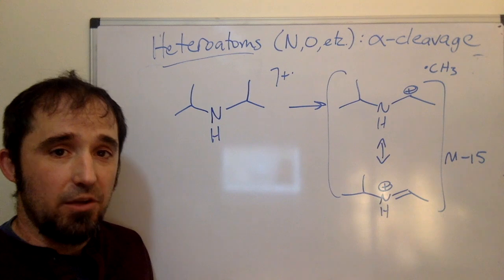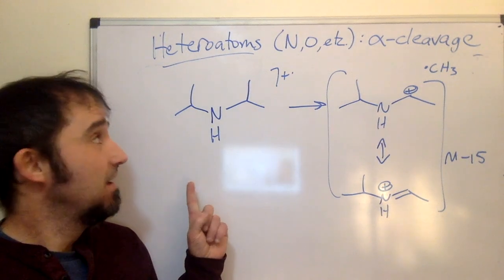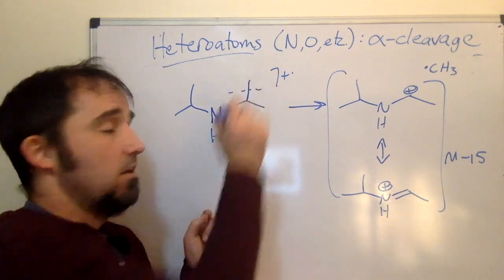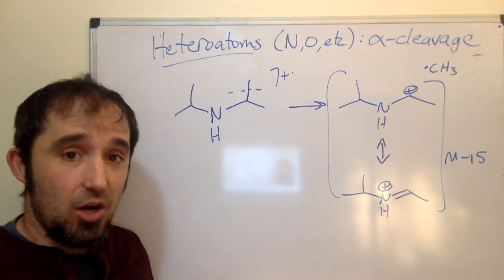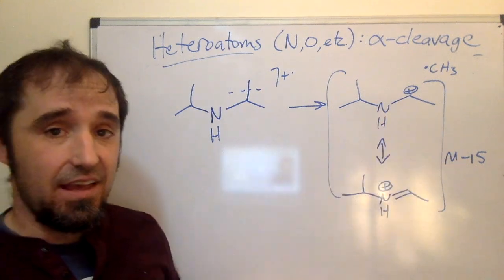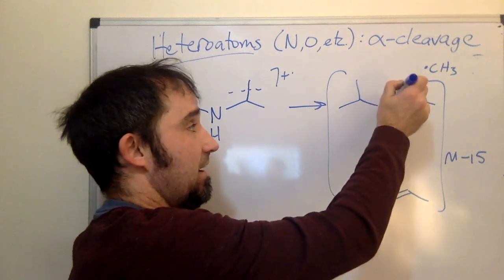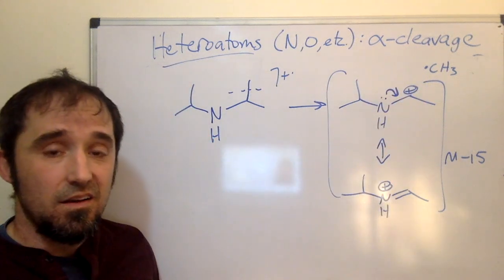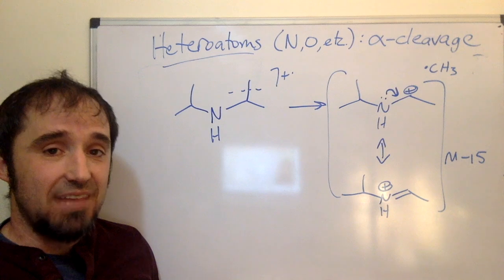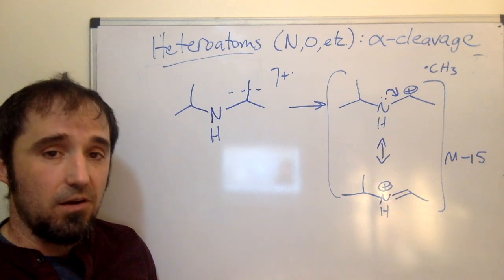One last example here, same with amines. So if I have an amine like this, I'm going to be able to break at that carbon so that I can get a cation next to that nitrogen atom. That nitrogen can stabilize that cation with its lone pair. And so we see the same kind of alpha cleavage for amines as we do for alcohols and ketones.